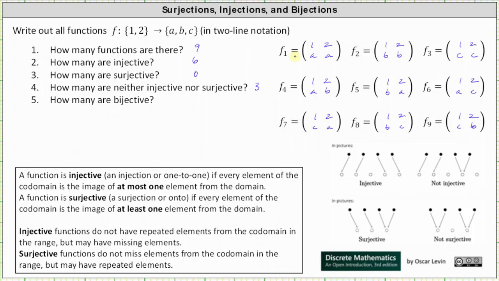And then number 5, how many are bijective? Bijective functions are both surjective and injective, which we have none of. We also say a function is bijective if every element in the codomain is the image of exactly one element from the domain, which we can see is not possible.